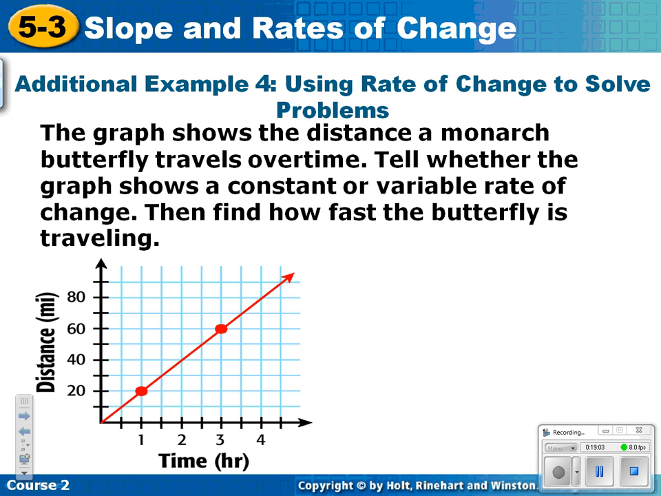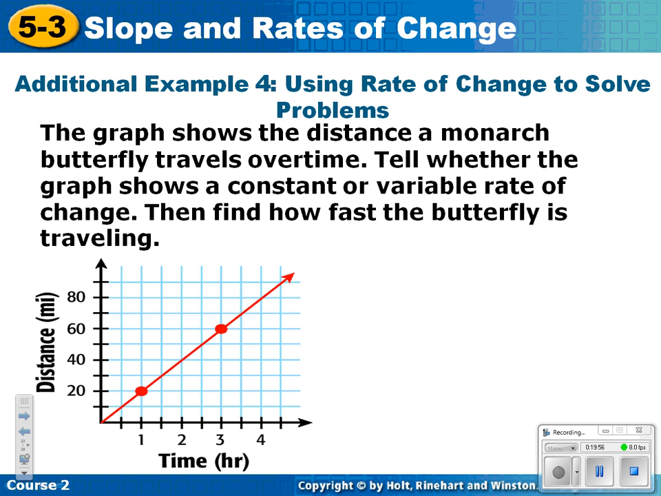The graph shows the distance a monarch butterfly travels over time. Tell whether the graph shows a constant or variable rate of change. Then find out how fast the butterfly is traveling. First of all, is it constant or variable? It's constant. Well, then find out how fast. Don't make it more complicated than it is. 20 miles per hour. In 1 hour, he goes 20 miles. 20 miles an hour. Like I said, don't make it harder than it is.